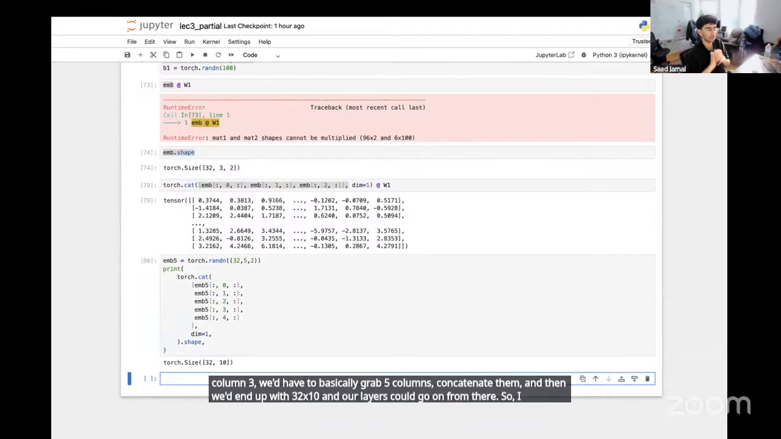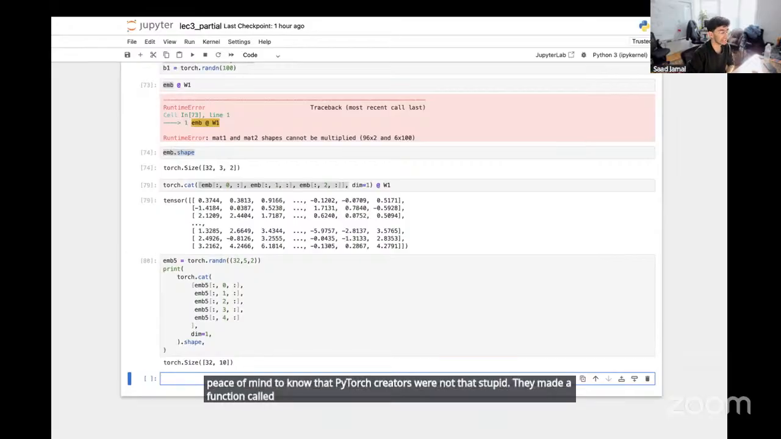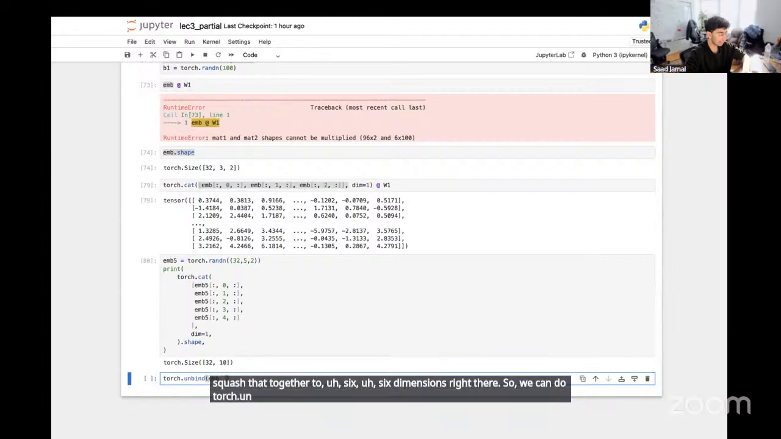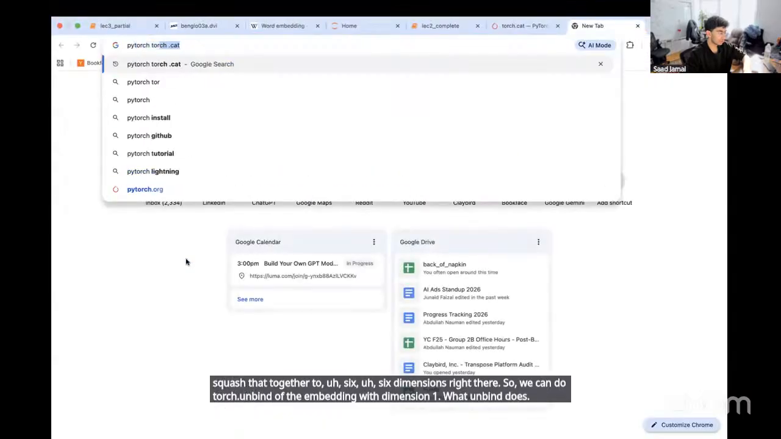So I hope to give you some peace of mind that the PyTorch creators were not that stupid. They made a function called unbind that does exactly this. It takes our 32 by 3 by 2, each one of our trigrams, and instead of representing the trigram as a 3 by 2 matrix, it squashes that together to six dimensions. So we can do torch.unbind of the embedding with dimension 1.